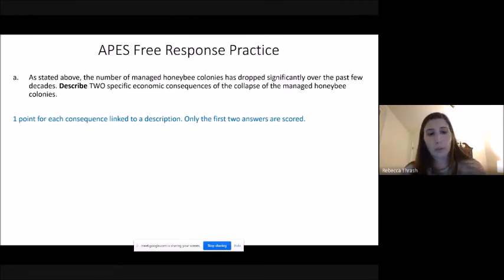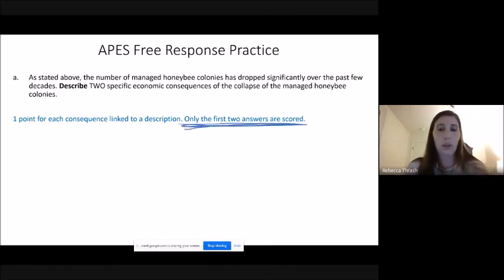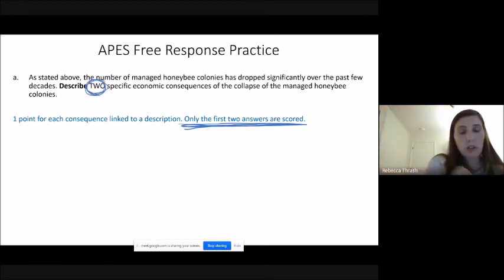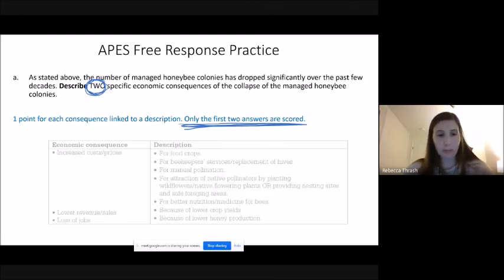You would get 1 point for the consequence linked to a description. And note, it's really important that you only write the 2 answers that you believe are going to get you the point, because only the first 2 answers are scored. So if you don't pay attention to this particular part of the instructions, you could potentially miss points here by not writing about the economic consequences that you have more confidence in getting a point.